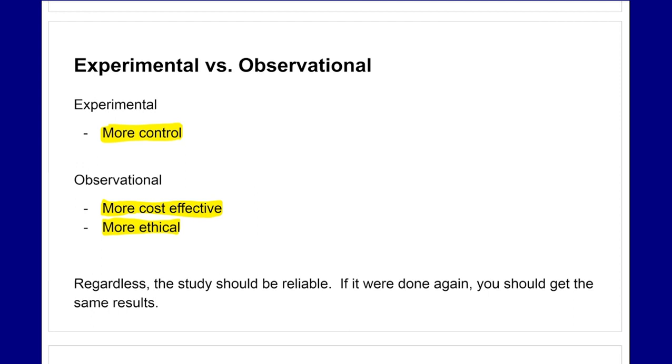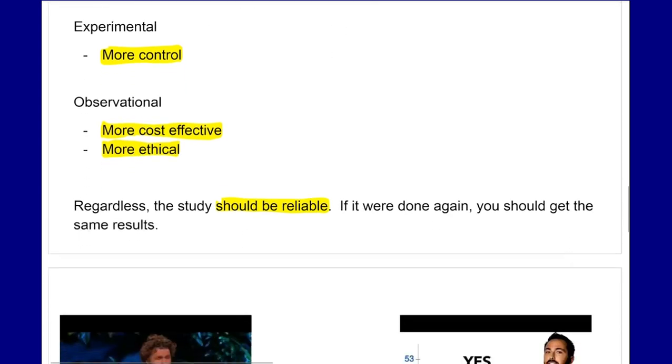So it's more ethical. Regardless of which study you choose, right, the study should be reliable. And the idea with that, again, we touched on that in the first lesson, is that if it were done again and again, right, you should get the same results, right? That's the idea of having a reliable study, or making sure that your data is good, or your results are good, is that you get the same results, right? So it should be reliable.